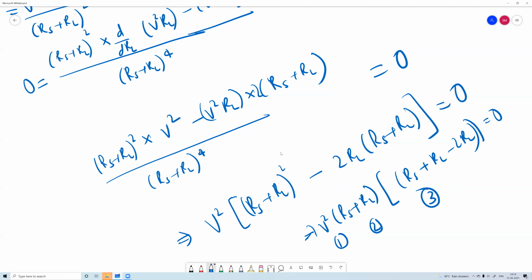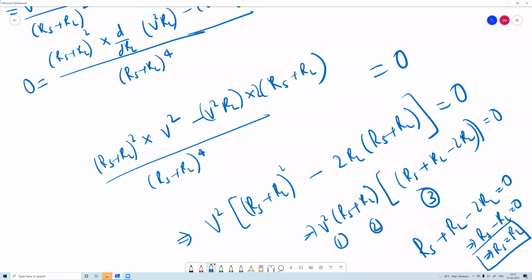V square cannot be 0, otherwise it will make no sense. Now both RS and RL are positive, so RS plus RL cannot be 0. So the third term will be 0, the only possibility. The third term is RS plus RL minus 2RL, that is 0. That is RS minus RL equal to 0, or RS equal to RL. So this is the formal proof of the maximum power transfer. Is it okay?